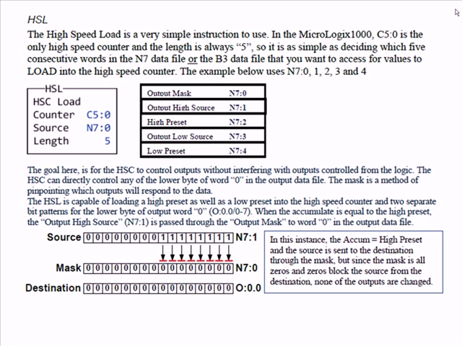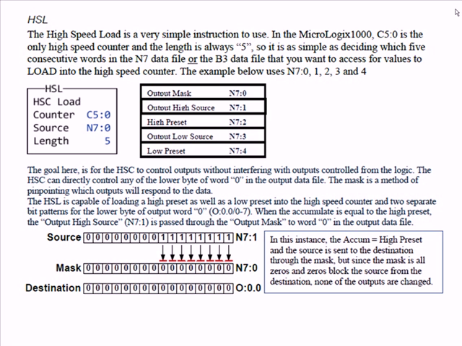In this case, output O:0.0/0 through 7. When the accumulate is equal to the high preset, the high output source N7:1 is passed through the mask to word 0 in the output data file. Now the HSL doesn't show a destination. The destination's predetermined and fixed. It is the first 8 bits or the lower byte of the output word 0.